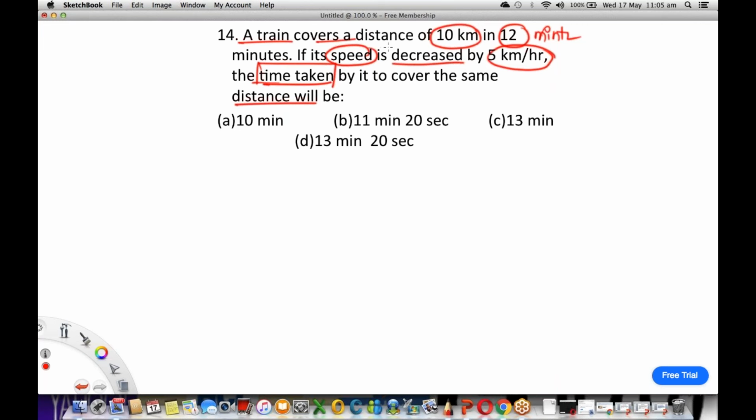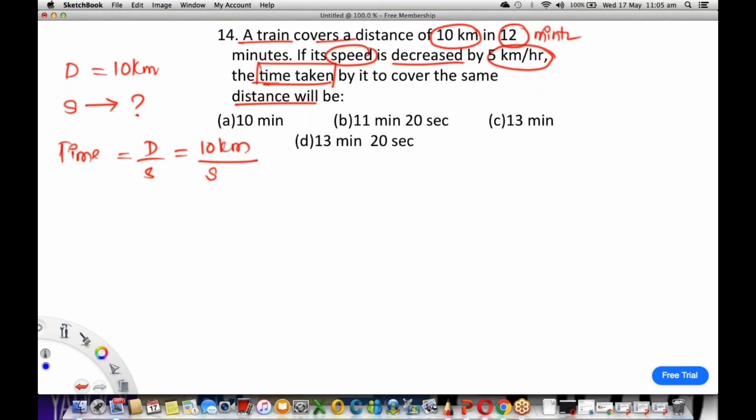The distance traveled in the previous case is clearly mentioned as 10 kilometers. I know the distance, so I have to find out the time taken. Time taken is nothing but distance traveled divided by speed. The distance is already mentioned, 10 kilometers, because the same distance is said. So the only thing we need is speed. So how can we get that speed?